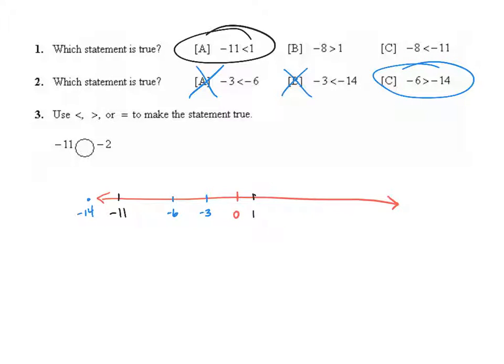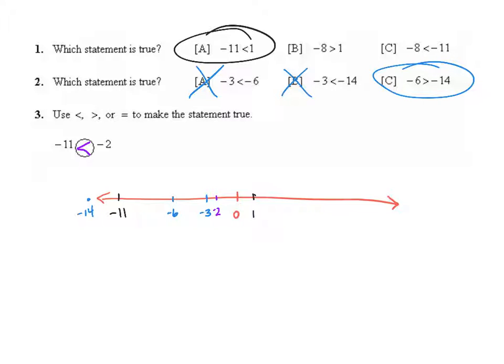And question 3 asks us to use less than, greater than, or equal signs to make the statement true. We're comparing negative 11 and negative 2. Negative 2 is approximately right here. So negative 2 is to the right of negative 11. So negative 2 is greater than negative 11, or we could read that as negative 11 is less than negative 2.